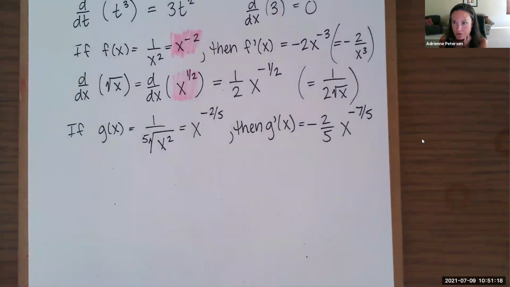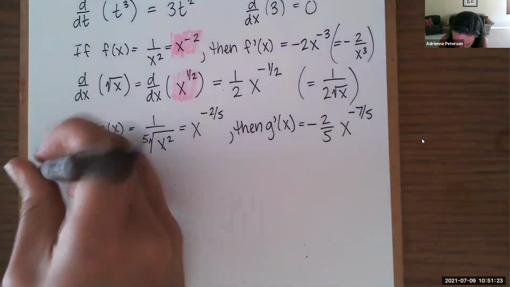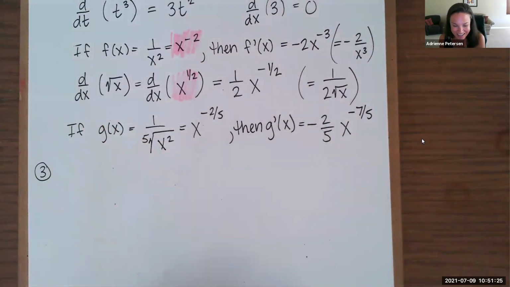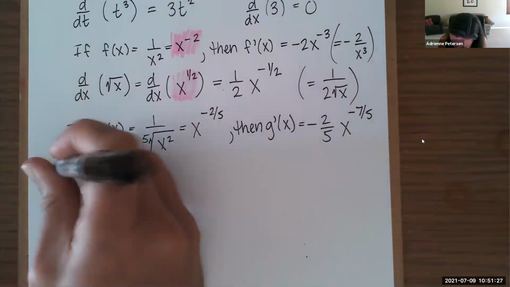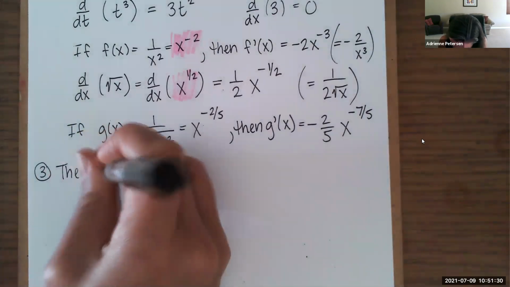Okay, so that was called the power rule. That's going to be really, really, really useful to us. The next rule we have, the next two are pretty obvious. Hopefully you feel like they are. The third one is called the constant multiple rule.